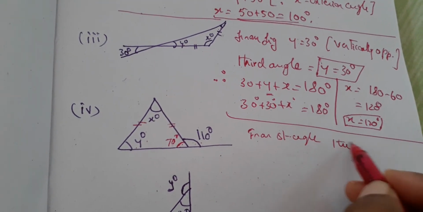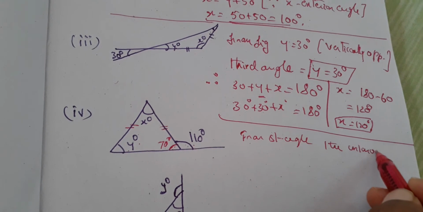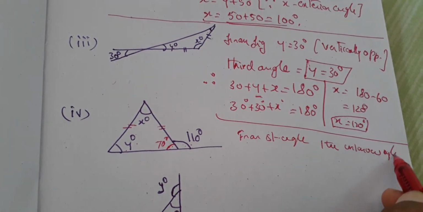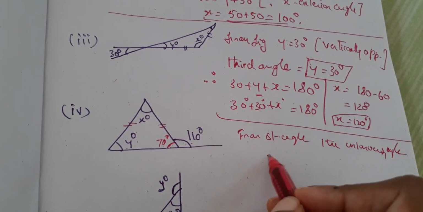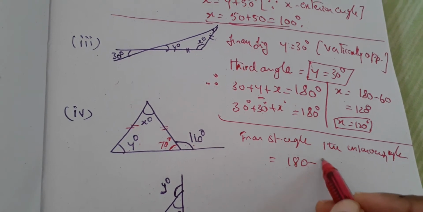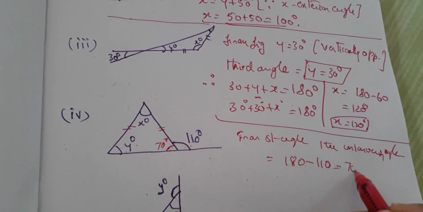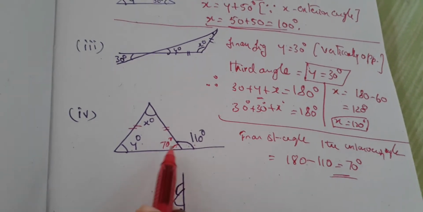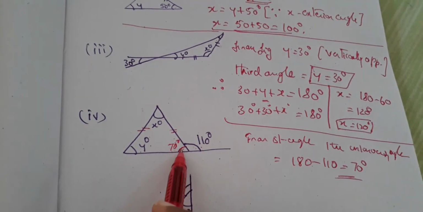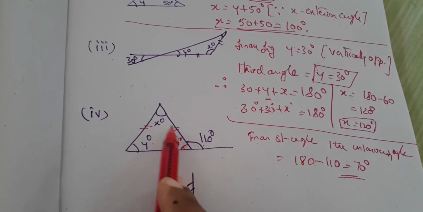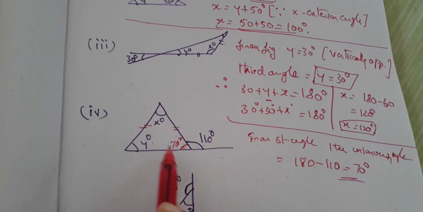The unknown angle is, the known angle is equal to 180 minus 110 is equal to 70 degrees. Got it? So this is an unknown angle. So we found it. Now these two are equal. That means these two angles are equal.